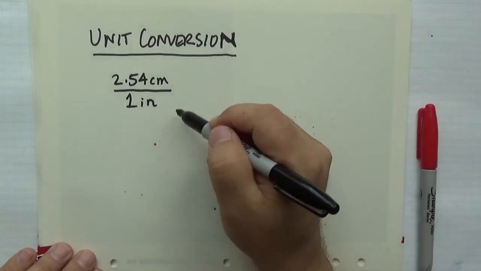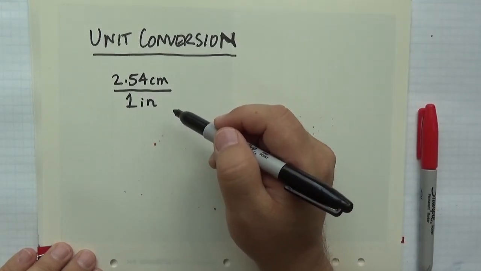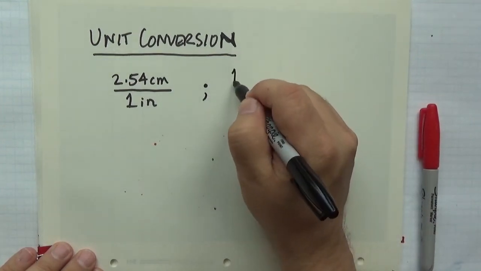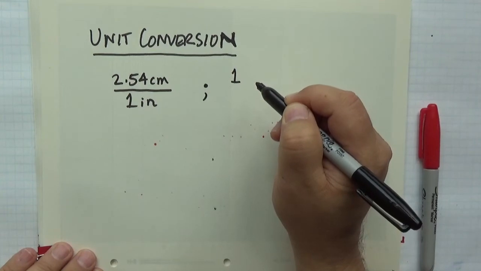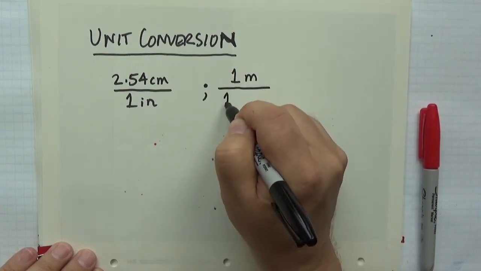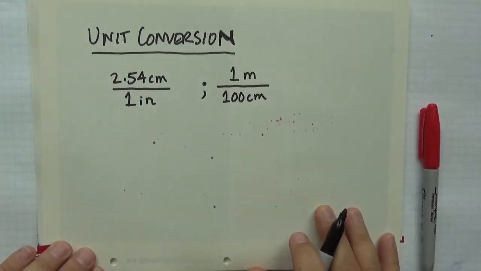Okay, and I'm going to write it as a fraction because this is how we'll use it in unit conversion. The other unit that I carry around in my head, and I know this from our table of metric prefixes, is that 1 meter is exactly the same thing as 100 centimeters, and I'll also write that as a fraction.